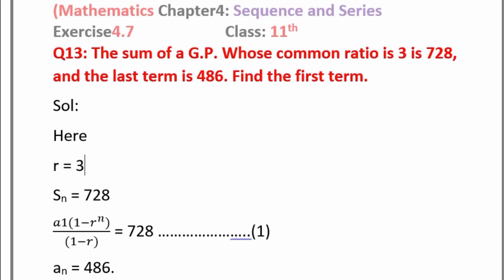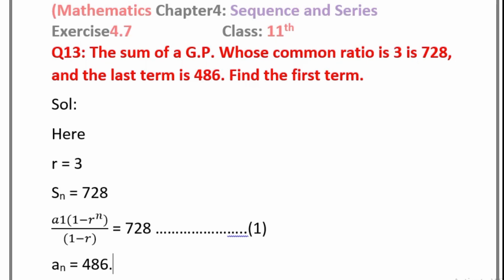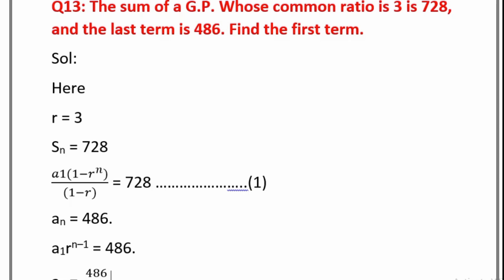Here the common ratio is 3, so r is equal to 3. Sn is equal to 728, so Sn can also be written in the form a1 into (1 minus r power n) over (1 minus r) is equal to 728, that is equation number 1. Last term is 486, so an is equal to 486. An can also be written in the form a1 r power n minus 1 is equal to 486.